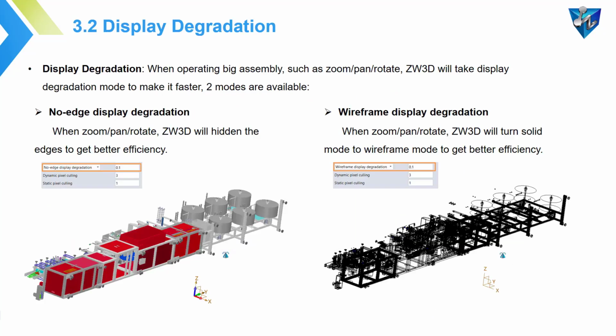And another setting is display degradation. When operating a big assembly, such as zoom, pan, rotate, you can set the display degradation mode to make it faster. Two modes are available: no edge display degradation or wireframe display degradation.